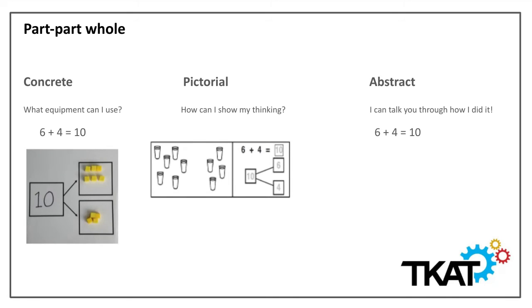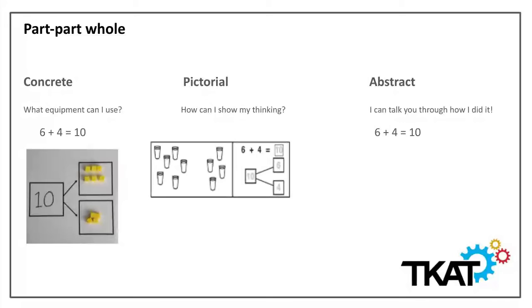As children start to work with the part-whole model, they will become aware that the parts will make the whole in any order. If we look at the concrete example here, we can see 10 is the whole, and there are 2 parts, 6 and 4. The children would have counted out 10 cubes and put some of the 10 cubes in one of the part boxes and the rest in the other. This image shows 6 in one and 4 in the other. So 10 is equal to 6 plus 4, or 4 plus 6 is equal to 10.